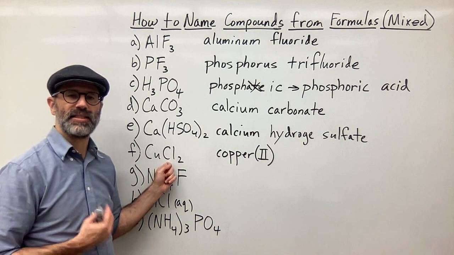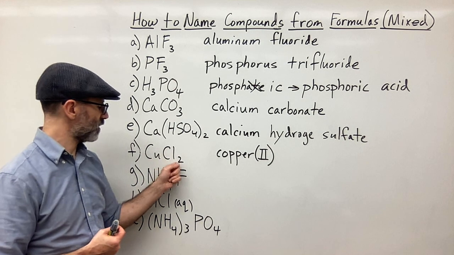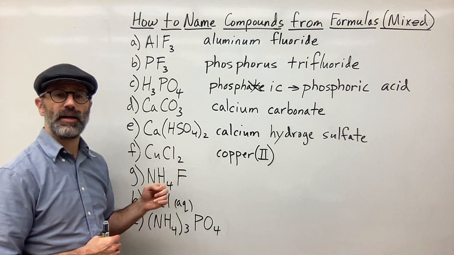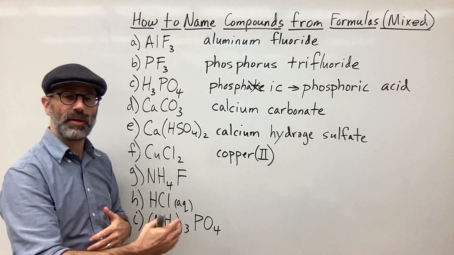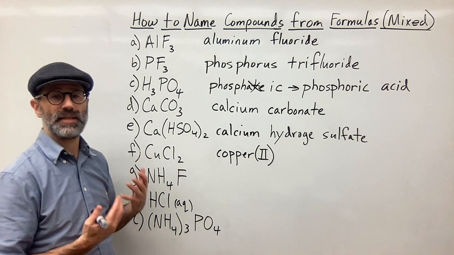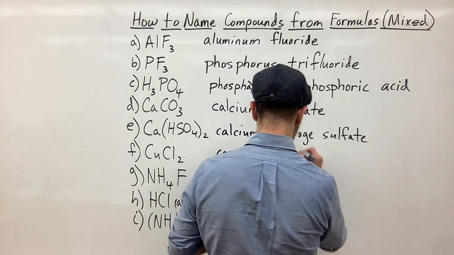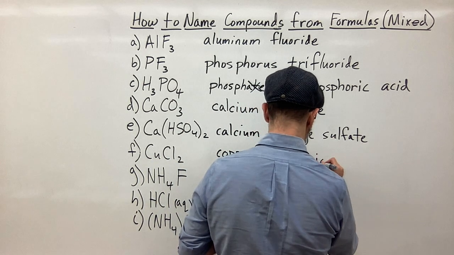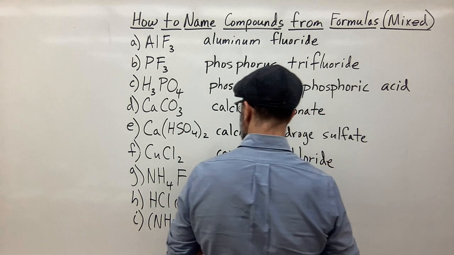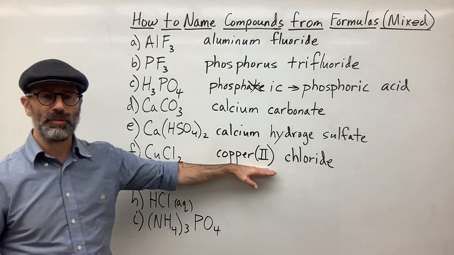And then we just add the second part, which is the name of this here. Chlorine goes to chloride. We're dropping the INE ending. It becomes IDE. So we just add that. And so we got chloride at the end. So the name of this substance is copper 2 chloride.